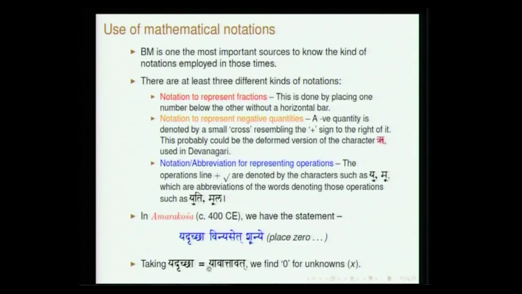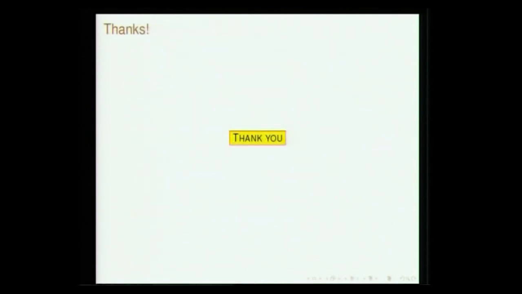In fact, even in Amarakosha one finds Edricha Vinyase Shunye. So this is Shunye Sthane Edricha. I have provided this quotation just to show that some kind of notational form has been employed to represent certain things even in those days, though we do not have very clear evidence as to what has been used, because this manuscript was handed over from generation to generation, and most of the things have been done orally in the tradition. So with these few remarks, we conclude our discussion on the Bakhshali manuscript. Thank you.